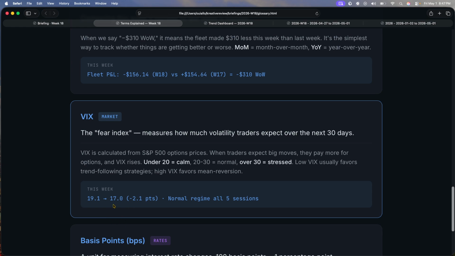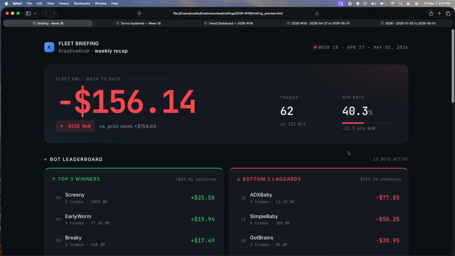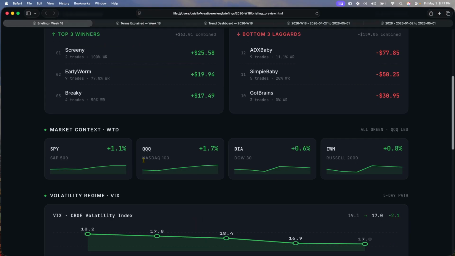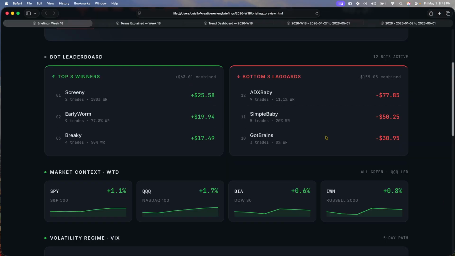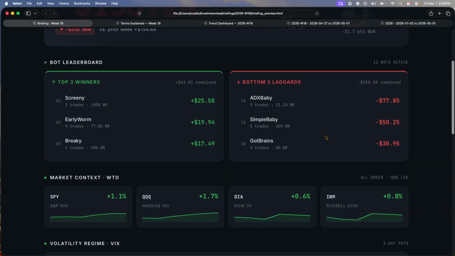So this week we're looking at a VIX. It went from 19, right, to 21. So we see about a 2-point difference. All normal regimes for the first 5 sessions. But what we want to be able to figure out, right, is that QQQ almost ran 2% this week, fam. And one thing that I want to figure out, okay, why wasn't our bots able to perform like I expected?